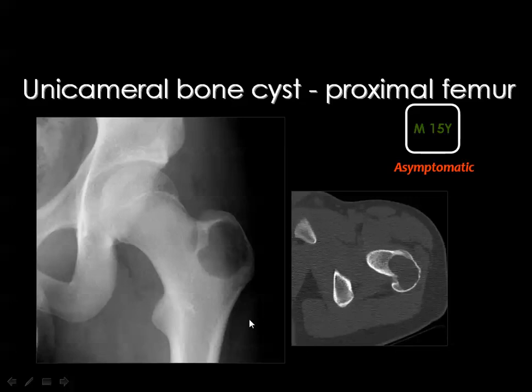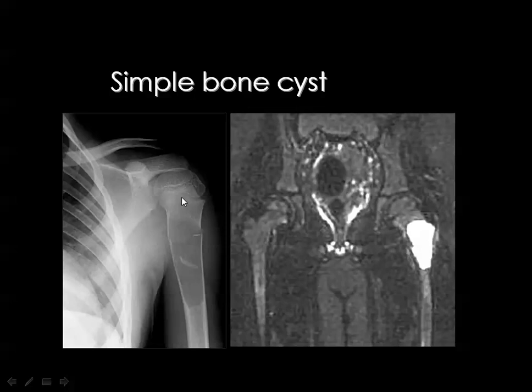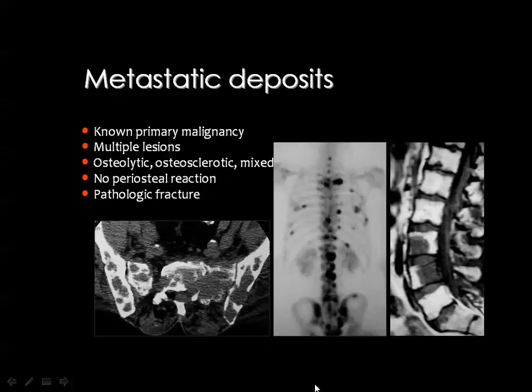By plain X-ray, sometimes you cannot appreciate the single cavity of the cyst, and you may need the help of CT or MRI. You see here a simple bone cyst in a characteristic common location, which is the proximal part of the femur. And here is a simple bone cyst in the proximal humerus, and a simple bone cyst in the proximal part of the femur in another case. Then metastatic deposits are usually multiple. They affect the skeleton.